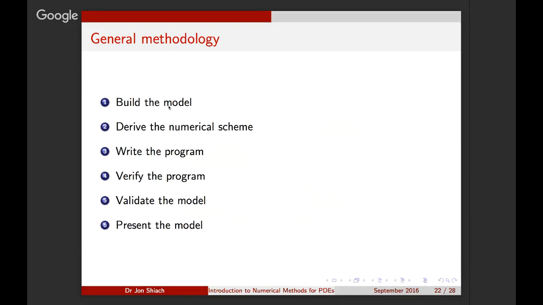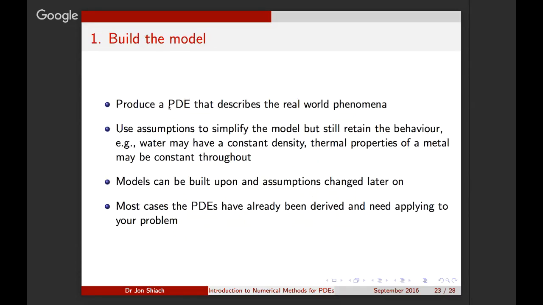What I'm going to finish off with is an idea of how we actually approach this problem solving with any form of numerical method. This is a general methodology in which we do a modeling problem. Let's say we've been given a task: model something using a partial differential equation. What we first do is derive or produce a PDE that describes a real world phenomenon. So, for example, let's say we're modeling water. We want a PDE that describes the flow of water.